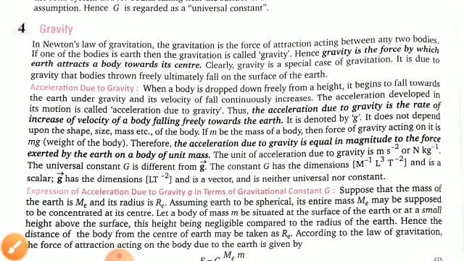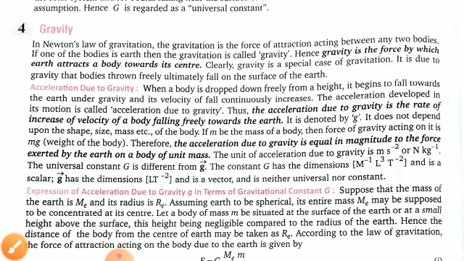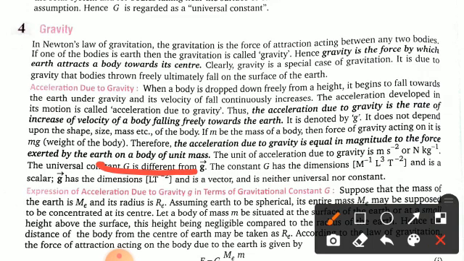The unit of acceleration due to gravity. Now we have to write down the unit of acceleration due to gravity. The unit is meter per second square. It is the same as the acceleration which you studied in the equations of motion, or you can also write it as Newton per kg. The universal constant, which is your capital G, is different from small g.